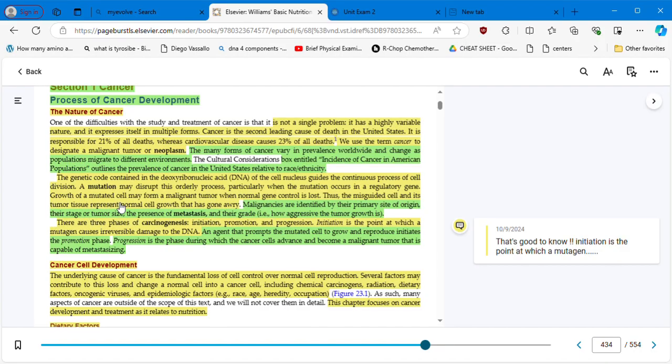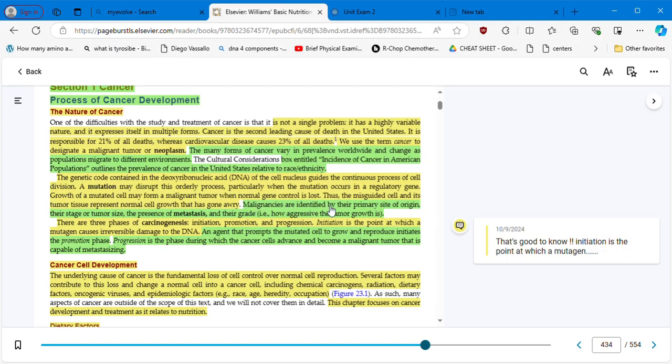Growth of a mutated cell may form a malignant tumor when normal gene control is lost. So when we have this DNA chain, there are basically 4 genetic codes, right? And if one of them is out of control, then the whole genetic production is going to be compromised. Thus, the misguided cell and its tumor tissue represent normal cell growth that has gone awry.